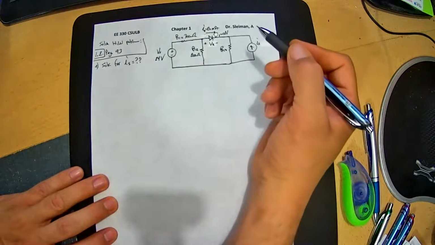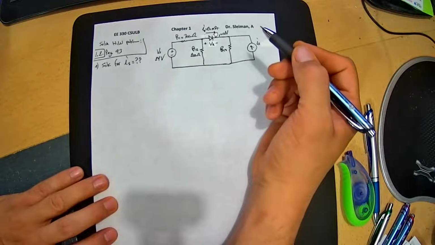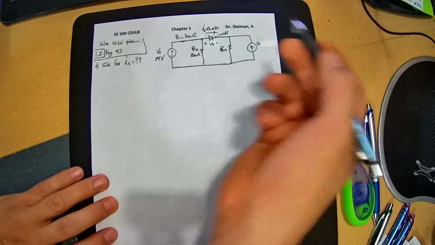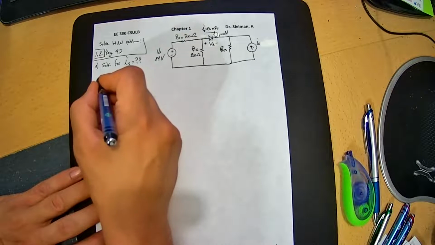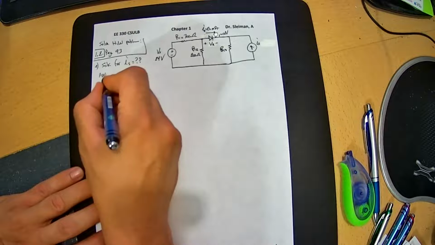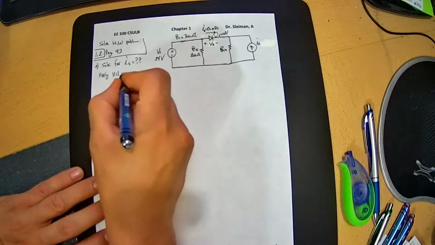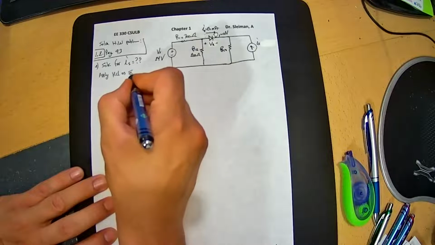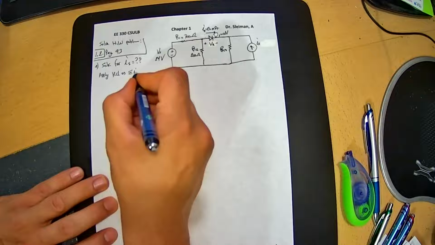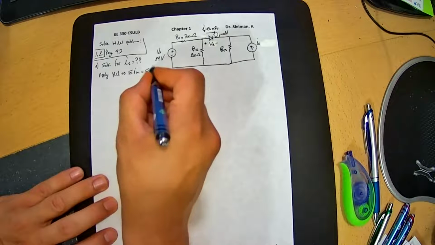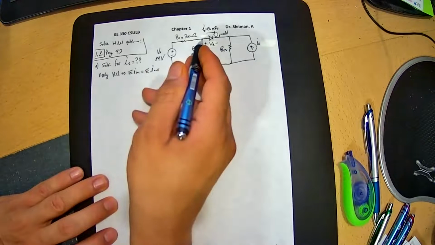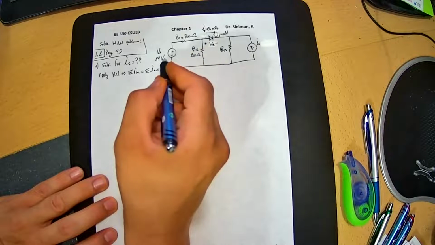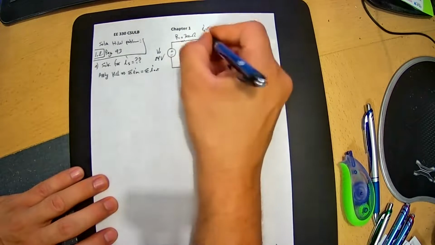All we need to do is apply KCL, which is the sum of the currents on the input side is equal to the sum of the currents on the output side. So most likely 24 minus V, I'm going to call this one Vx.